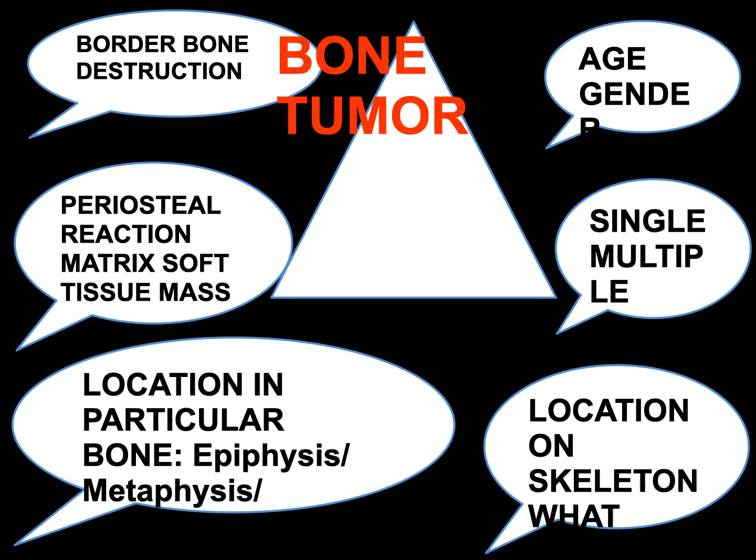So coming back to what we want to discuss today, the focus is X-ray. So how should we read an X-ray? This is the slide showing a bone tumor. First we will see age and gender. Next, whether the lesion is single or multiple. What is the location of the lesion on the skeleton? Which bone is affected, which part of the bone is affected, whether it's epiphysis, metaphysis, or diaphysis. Next, we'll look at the borders of the lesion. How is the bone destruction? What is the type of periosteal reaction? Soft tissue mass.